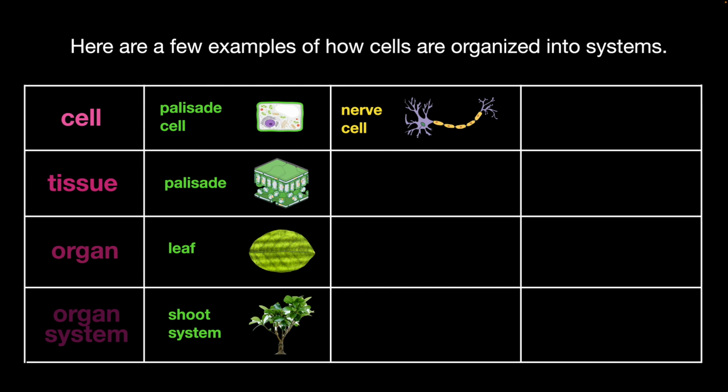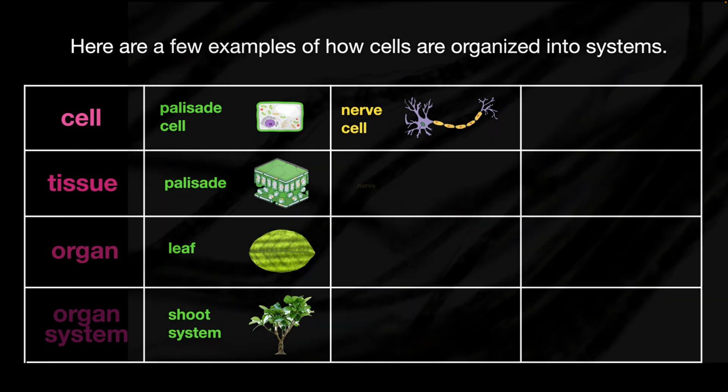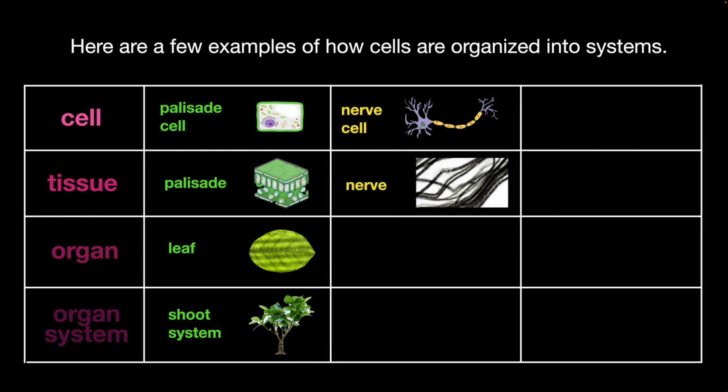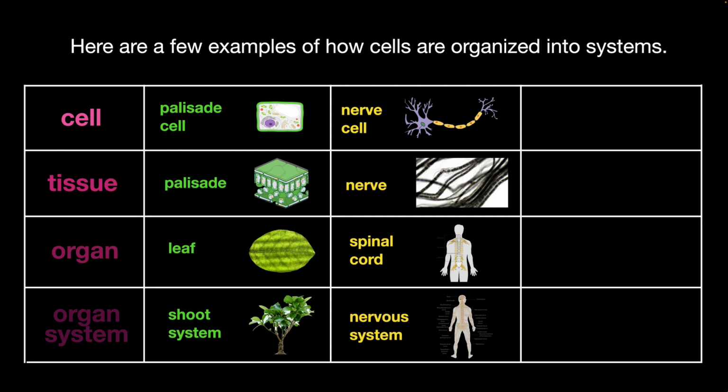Or a nerve cell in something like humans or an animal. These nerve cells are organized into a tissue called a nerve, which is made of many, many nerve cells. An organ could be many nerves bundled together into the spinal cord running down our backs, and all of these are part of the organ system called the nervous system in us, in humans.